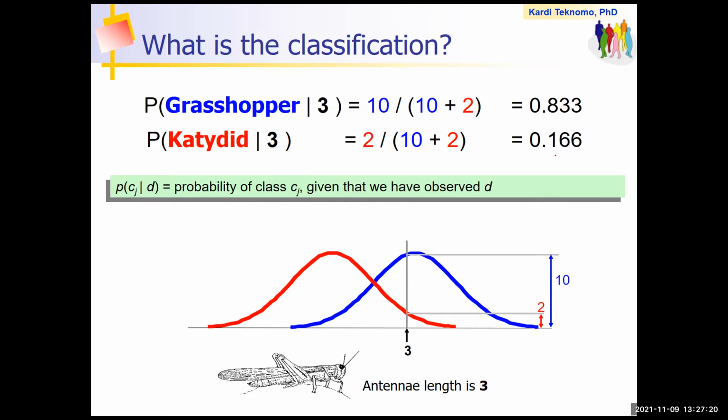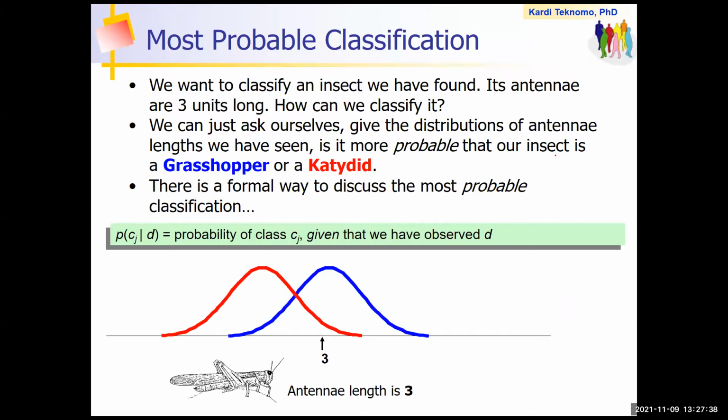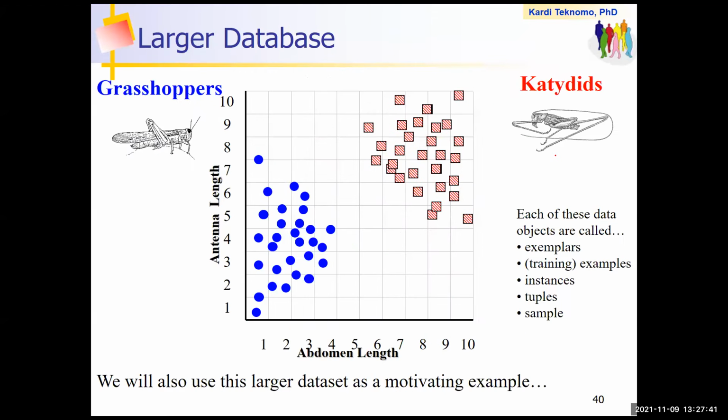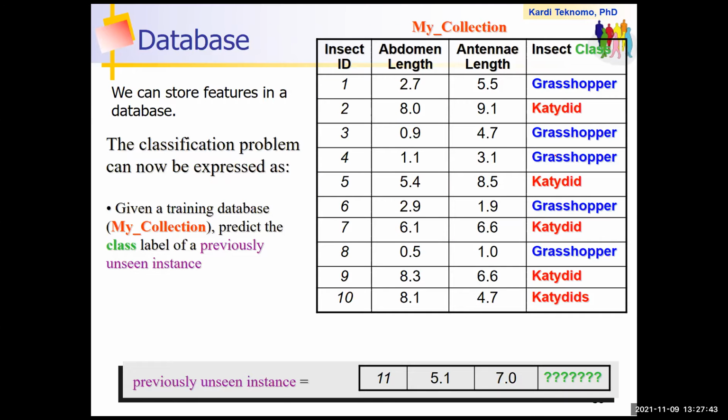But in naive Bayes, this is very easy. Look, given that the data is 3, what is the probability of grasshopper given that the data is 3? Then you measure. I have 10 data here, right? So what is the probability that this is a grasshopper?